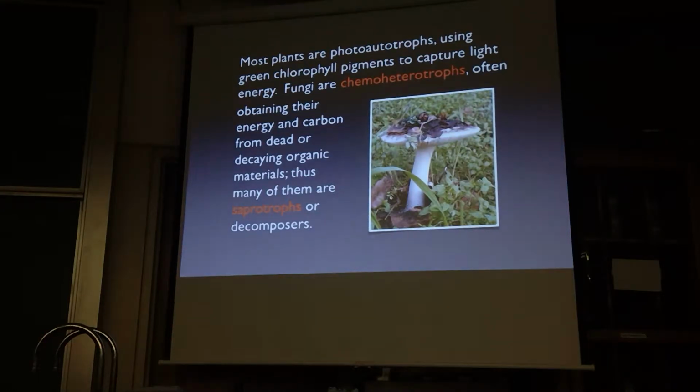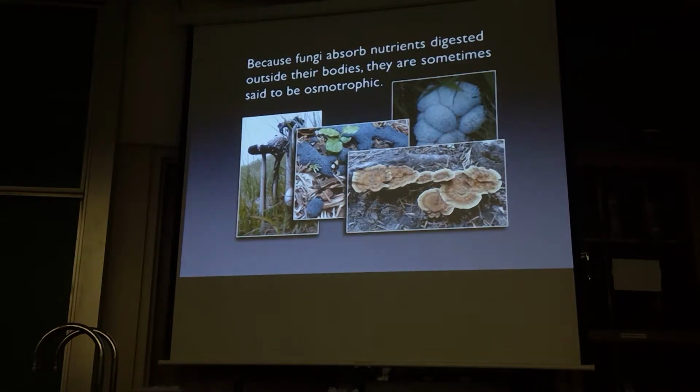So, plants are generally photoautotrophs. Fungi are never photoautotrophs. They don't have green chlorophyll pigments. They're functionally chemoheterotrophs. A lot of them are saprotrophs. Some of them are parasites. They do absorb nutrients, but again, don't learn the word osmotropic. It has nothing to do with osmosis.